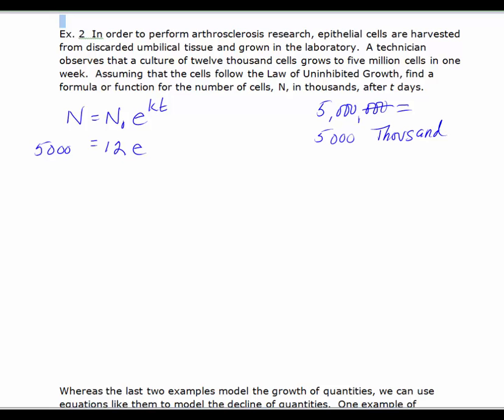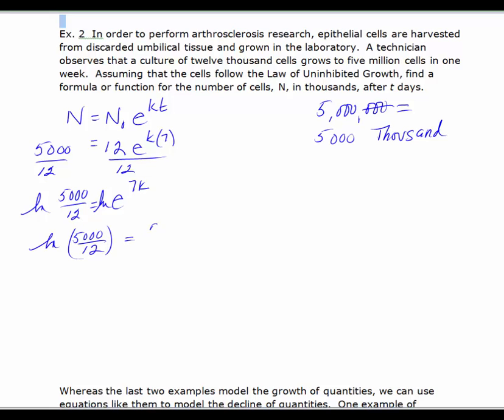e to the k, we don't know k, we're going to try and find k. So because the 12,000 cells grows to 5 million in 1 week, t is 7. I'm going to divide each side by 12. I'm not going to do any of the arithmetic until the end. So I have 5,000 divided by 12 equals e to the 7k. I'm going to take the natural log of each side, giving me the natural log of 5,000 divided by 12. The natural log of e to the 7k is just 7k. I'm going to divide each side by 7.